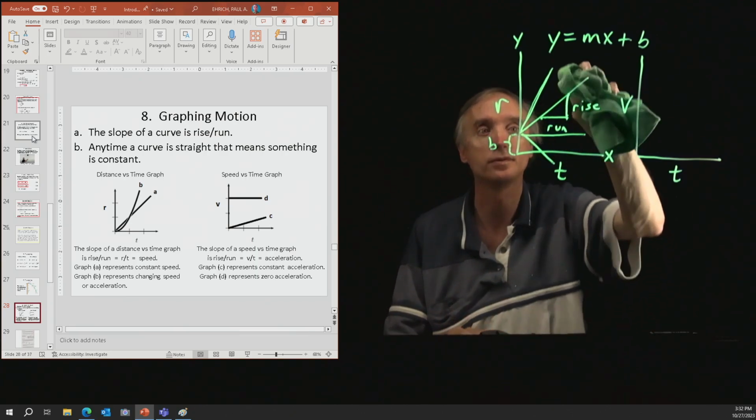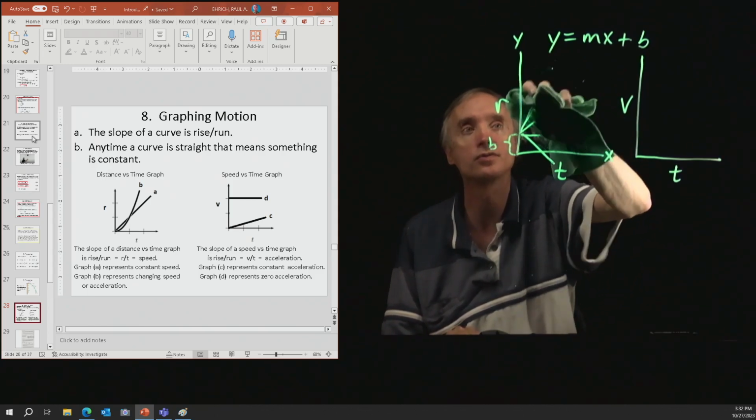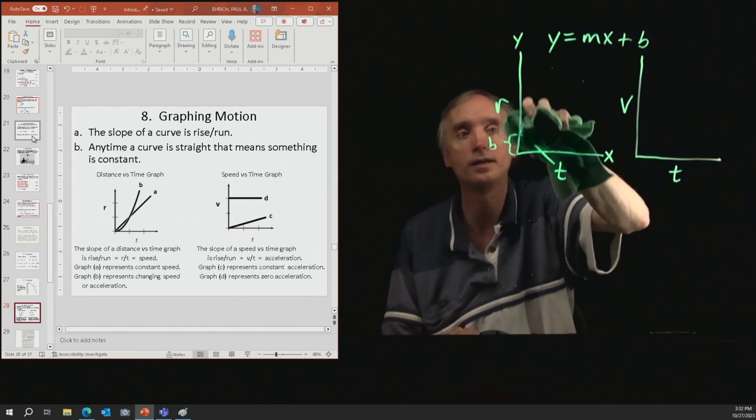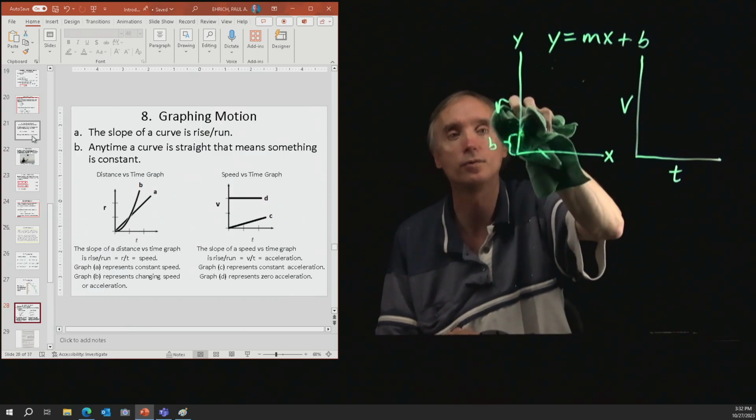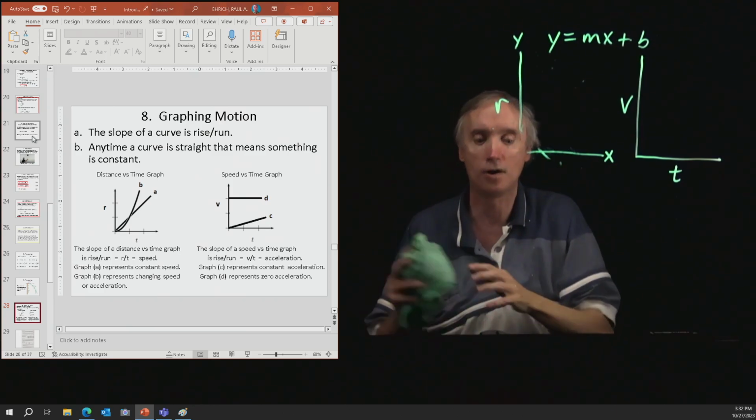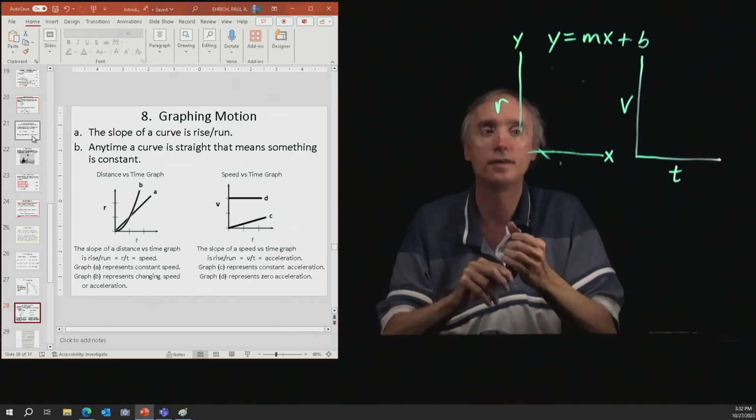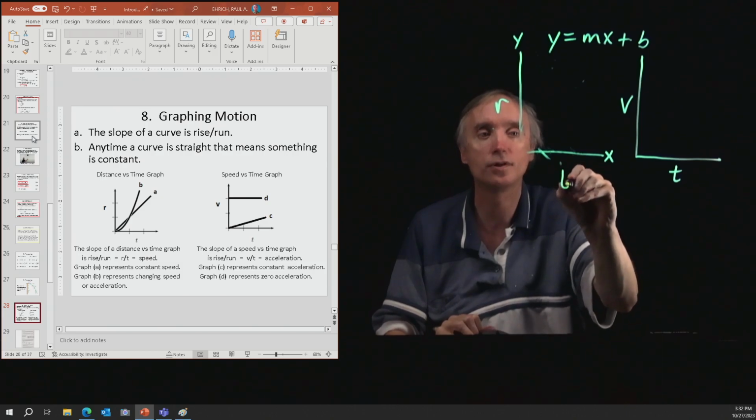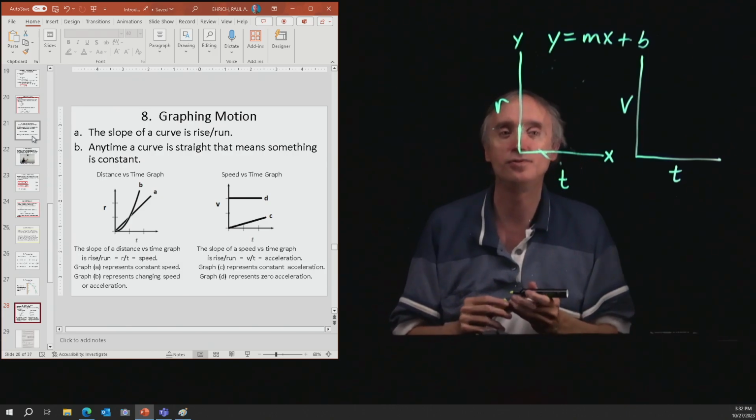Now that we know that, let's analyze in particular different kinds of lines and curves that result from the motion of objects. We're going to start off with a distance versus time graph. So R is going to be plotted going up and down, and time is going to be plotted going sideways.